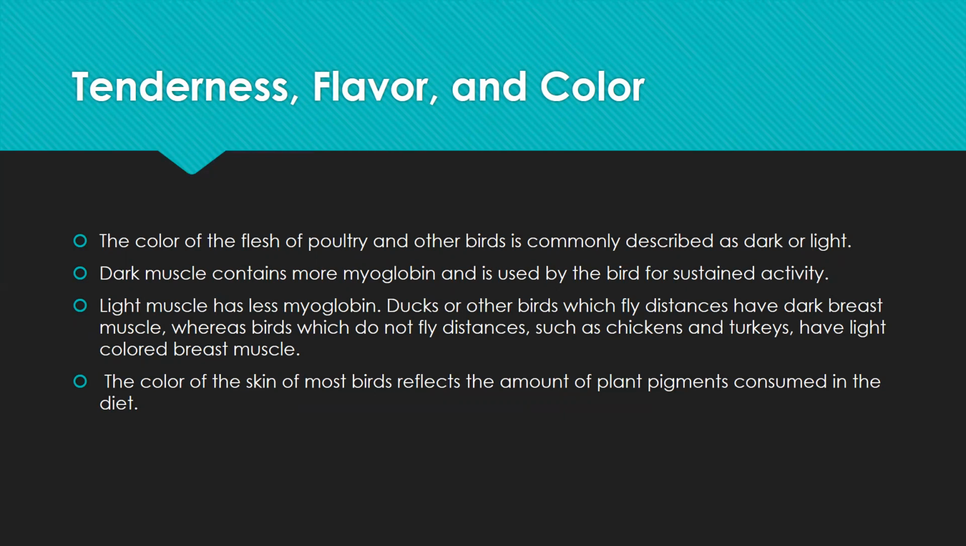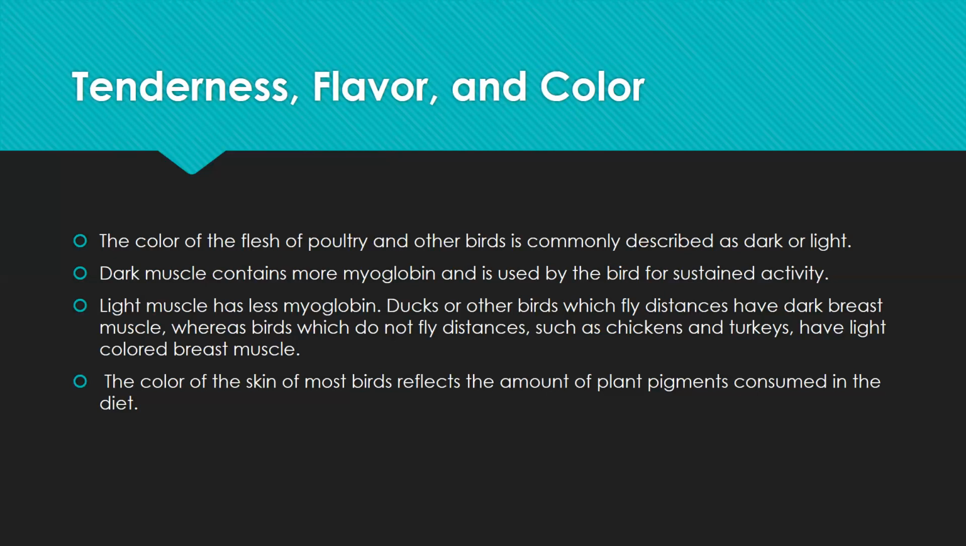This is because, as it is said, myoglobin is used by the birds for sustained activity. Therefore, the lighter muscles have less myoglobin, and the darker muscles contain more myoglobin. So the birds which fly to larger distances have dark breast muscles, while the birds which do not fly long distances, such as chicken, have light colored breast muscle.